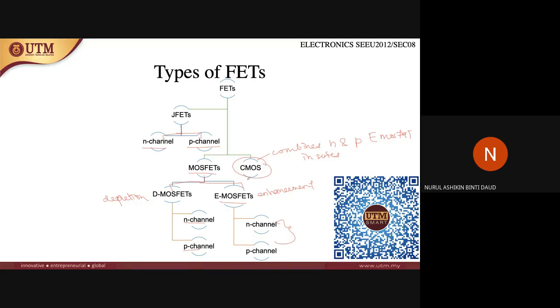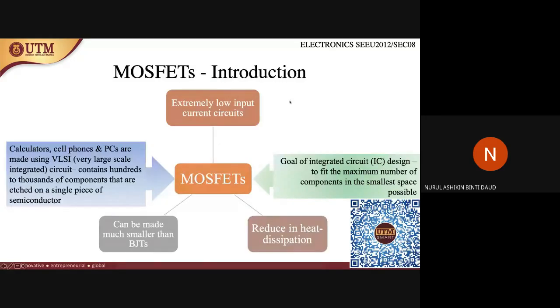All right, so for this chapter, for this class, for this course, we will focus only on E MOSFET. We will not look at D and J FETs, but we will focus more on E MOSFET, which is enhancement MOSFET. And all those examples, we're going to look at N channel examples, right? So let's look at the introduction of MOSFET.